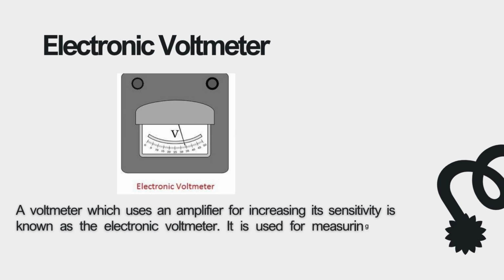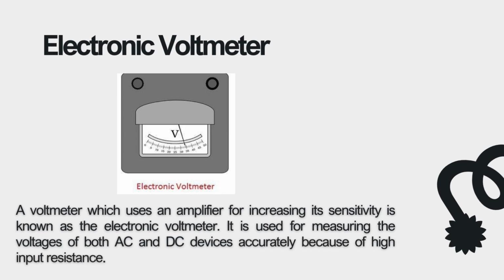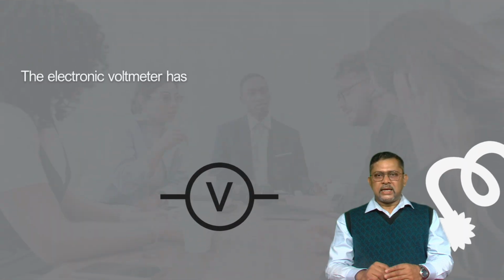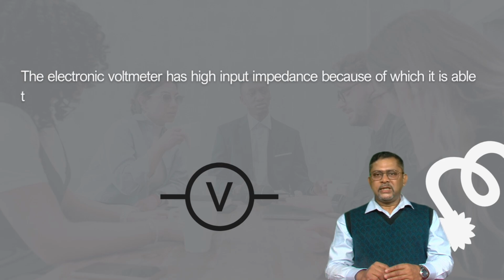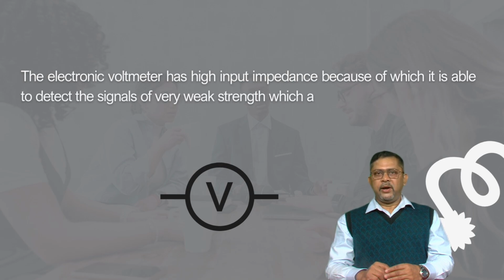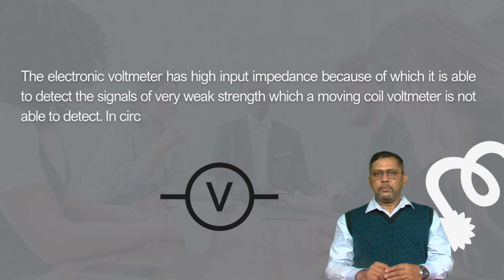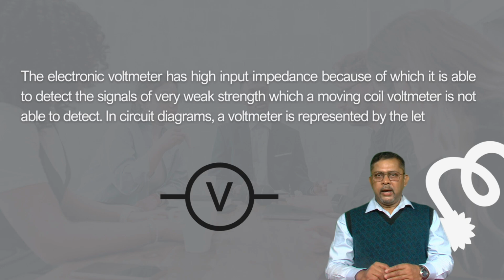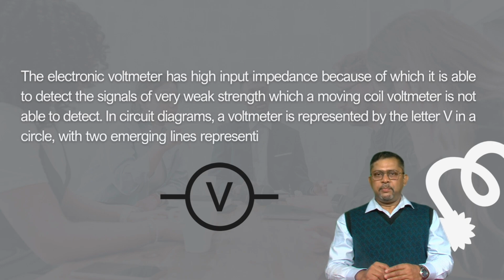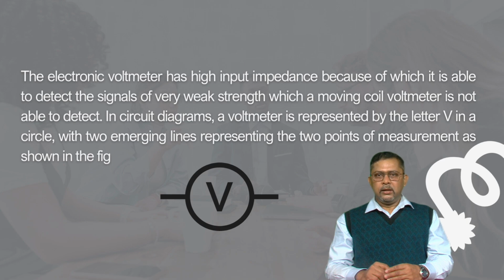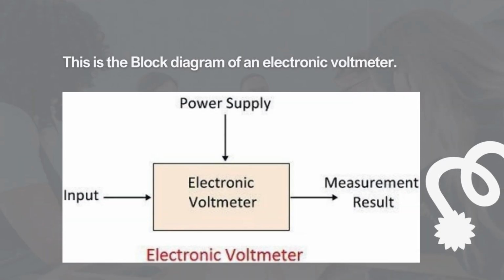It is used for measuring the voltages of both alternating current and direct current devices accurately because of the high input resistance. The electronic voltmeter has high input impedance, because of which it is able to detect the signals of very weak strength which a moving coil voltmeter is not able to detect. In circuit diagrams, a voltmeter is represented by the letter V in a circle with 2 emerging lines representing the 2 points of measurement, as can be seen in the figure. This is the block diagram of an electronic voltmeter.